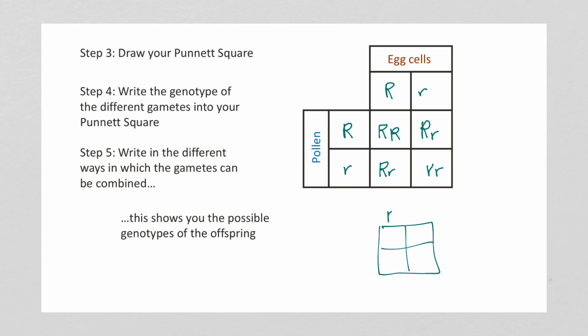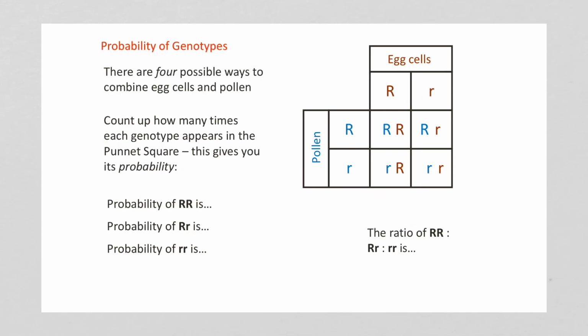So again, you could have just done it simply like this without labeling it eggs and pollen. So again, same thing: big R, big R, big R, little r, big R, little r, little r, little r. We always write the dominant allele first, so that's why I didn't write little r, big R for the last one. And then this will show you the genotype possibilities for all the offspring. So those are the odds of what the outcomes are going to be.